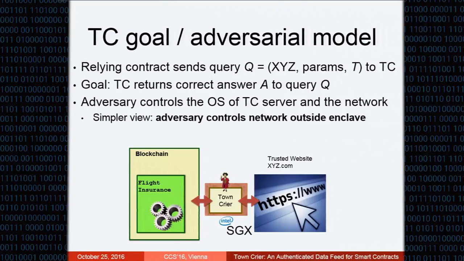Although I want to point out here, we still assume the blockchain still works. Blockchain is not compromised by the adversary. And the information source, the trusted website, is not compromised by the adversary, because that's where we started. We do have mechanisms to tolerate the trusted website being compromised to some extent, but at some point we will have to trust the source, because that's where we get the information and that's what we can do to our best.